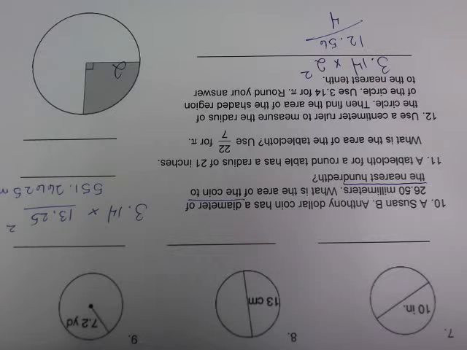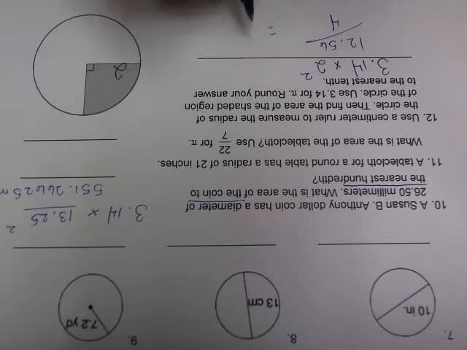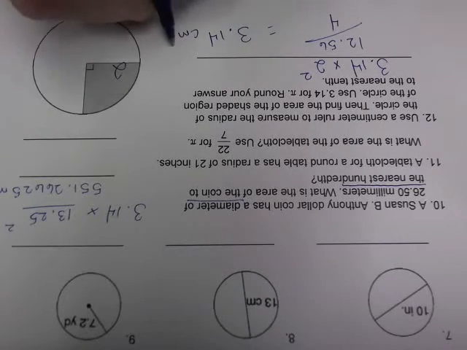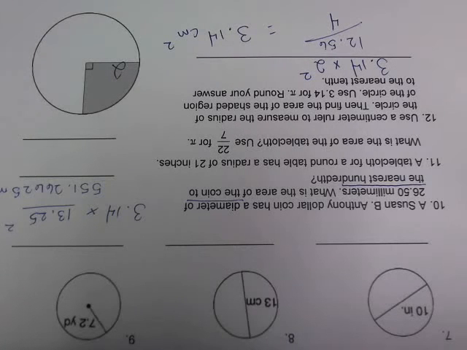And that's going to tell me what part of the circle the shaded region represents. So when I take that 12.56 and divide by 4, I come back to 3.14. So there's approximately 3.14 centimeters squared, or square centimeters, of the circle shaded. Again, it's just using that formula in almost every single problem. Pi times the radius squared.